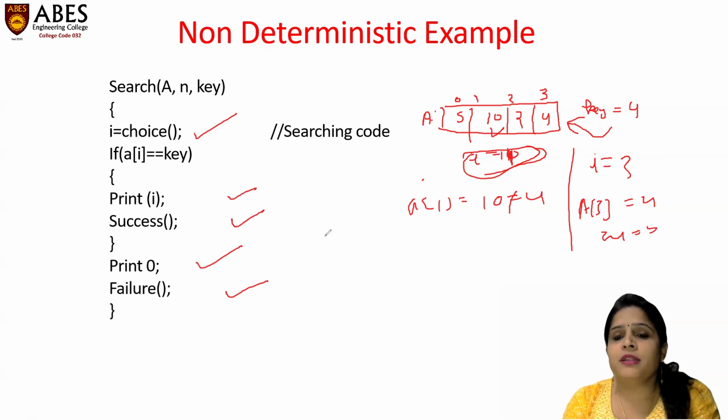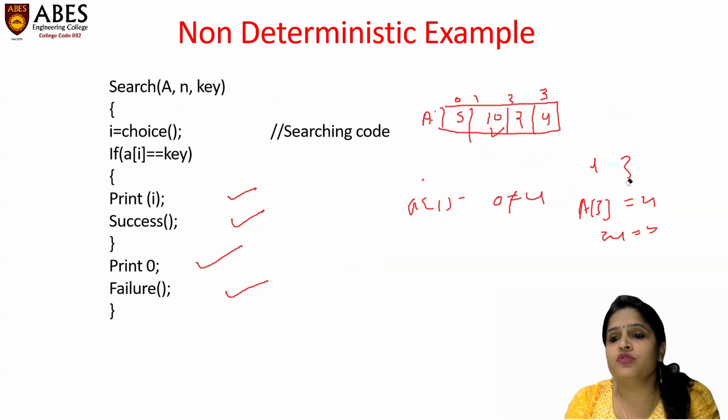So in that case, the searching cost, or the time complexity, of this non-deterministic algorithm is order of 1, because in constant time we find the item in the list. So our solution depends on that particular statement, i = choice. Basically, this statement represents the non-deterministic approach, because in this statement we have lots of choices. We have four options. We can choose i equal to 0, i equal to 1, i equal to 2, or i equal to 3.